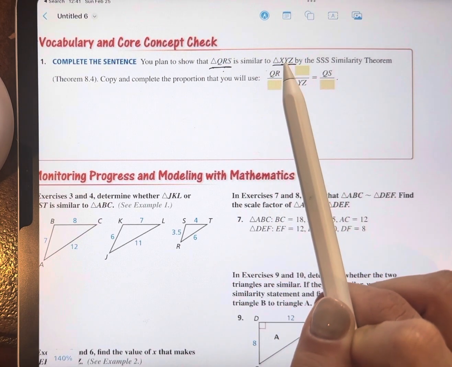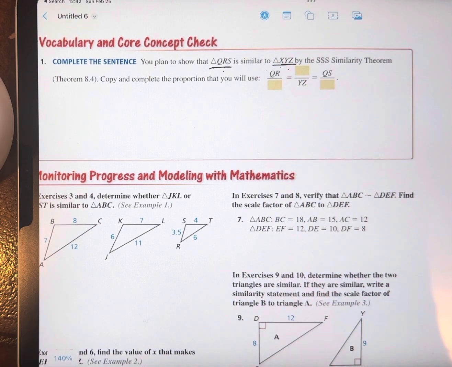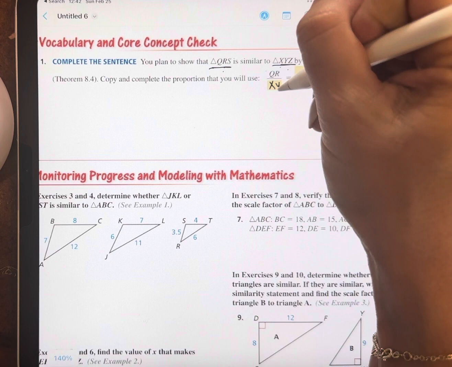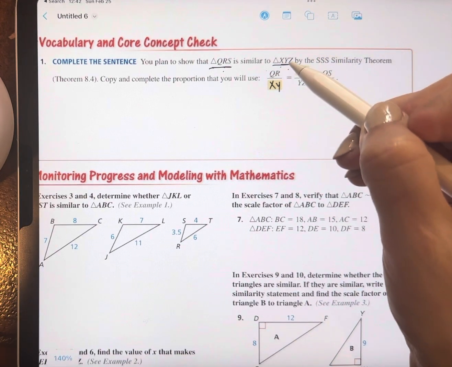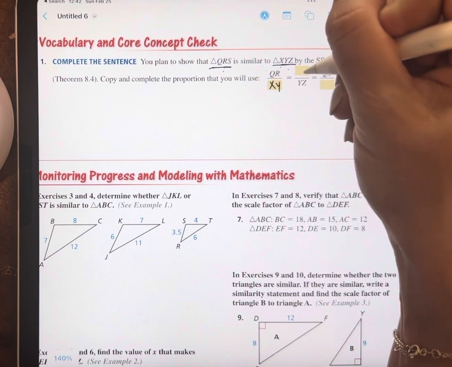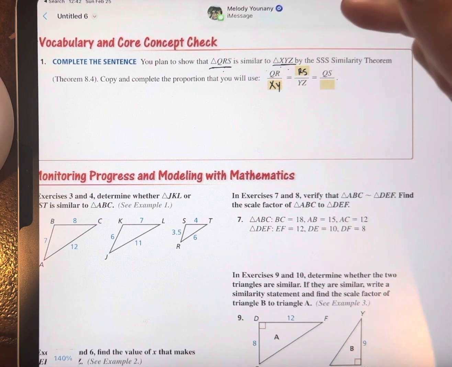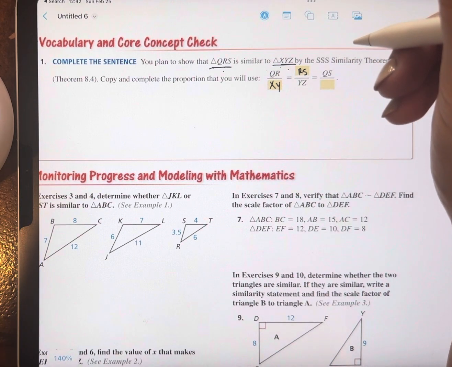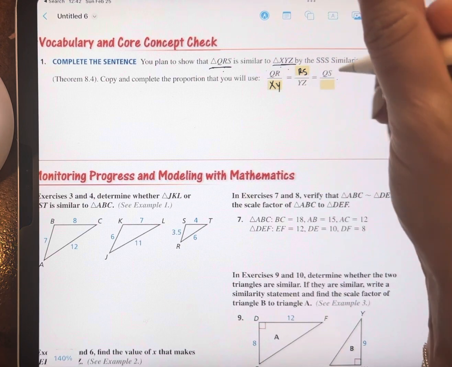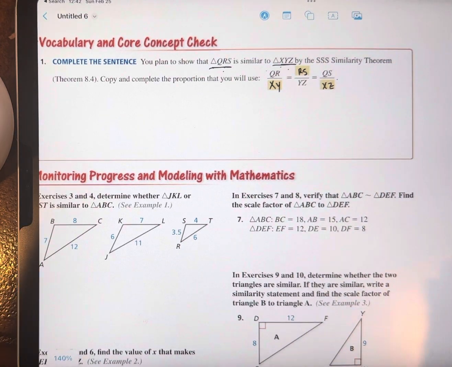QR, the first and the second, must be proportional with XY. YZ, the second to RS. And then QS, the first and the third, with XZ there. And that's it for that one.